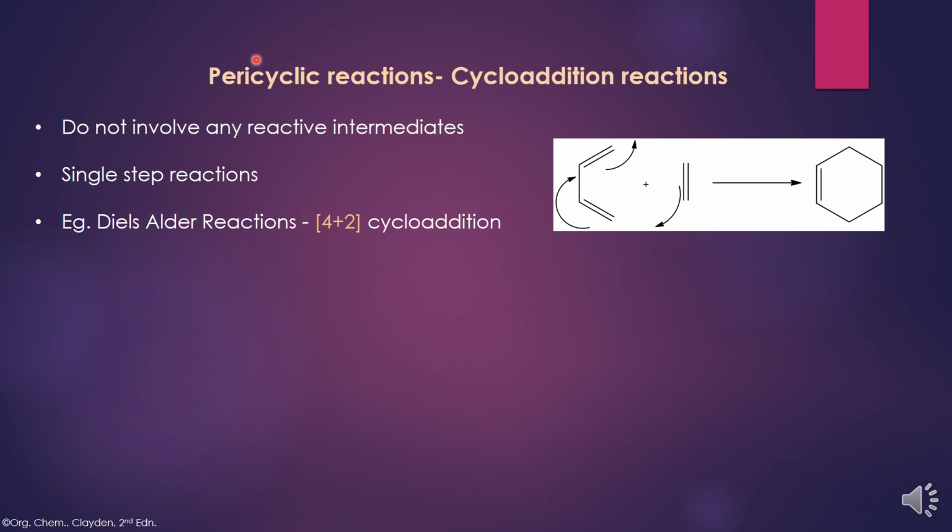Pericyclic reactions can be categorized into electrocyclic reactions, sigmatropic rearrangements, and cycloadditions. Since we are dealing with this Diels-Alder reaction, we are now focusing only on the cycloaddition reaction. Later in some videos we can discuss what electrocyclic reactions, sigmatropic rearrangements and other pericyclic reactions are.